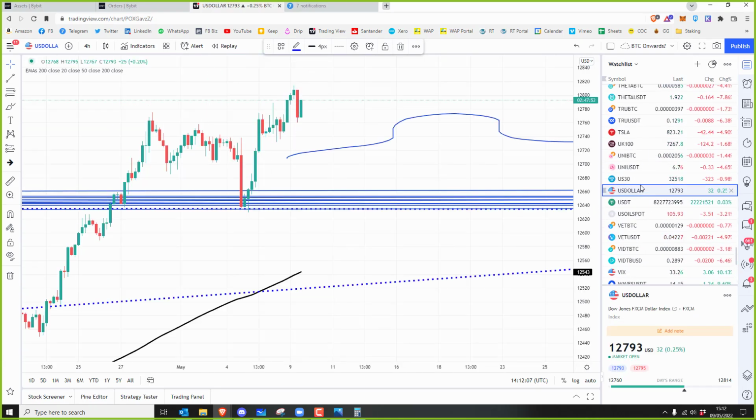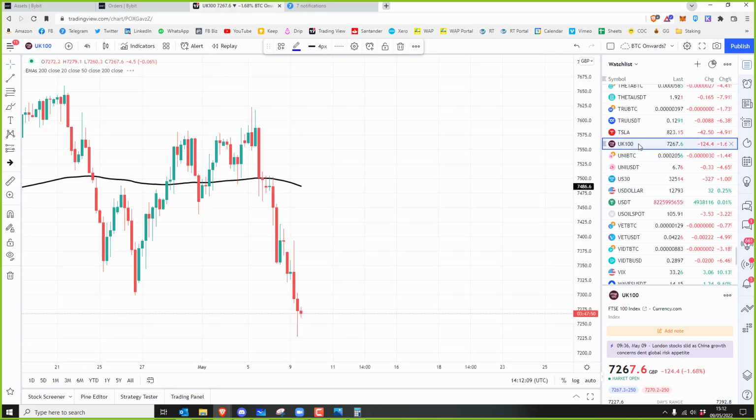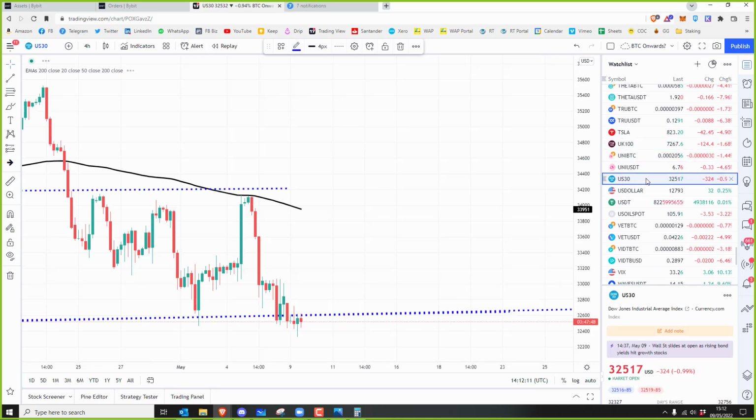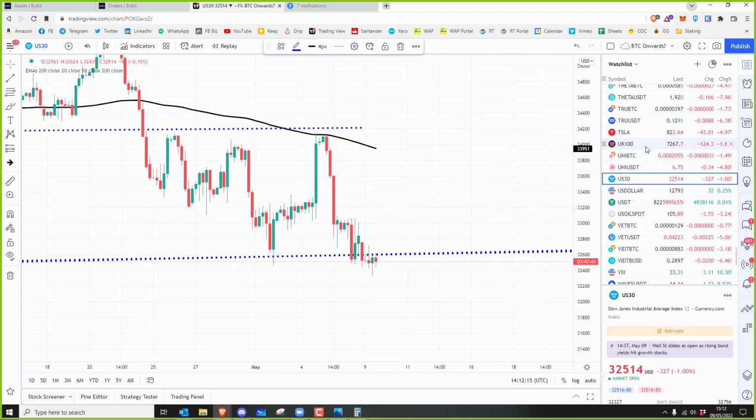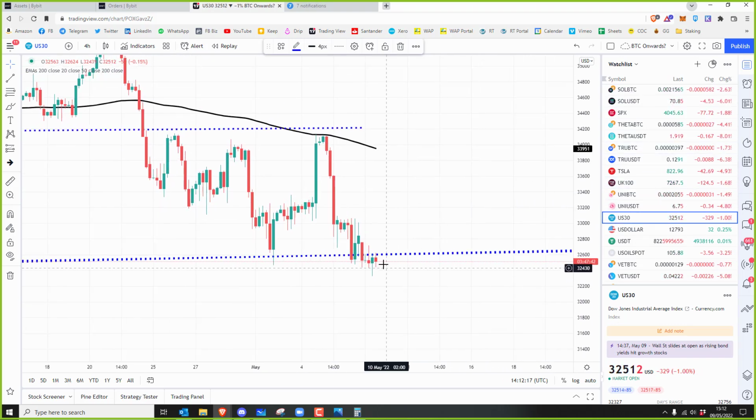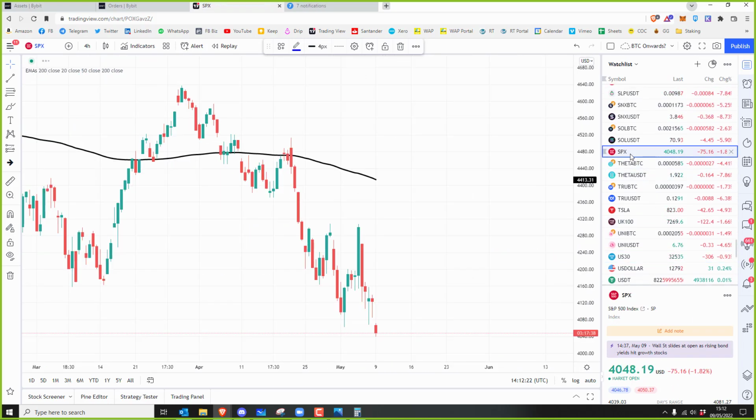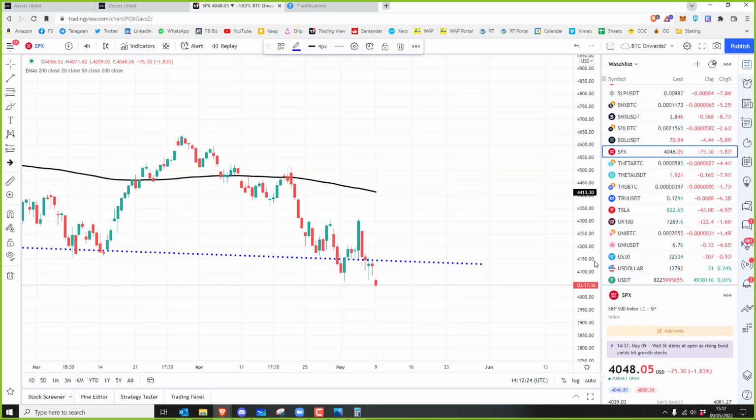Dollar, yeah, it's still going up. FTSE is continuing back down. The Dow is still flapping around. It hasn't really reacted as I thought. I actually thought the indices would gap down, like the S&P 500 has.